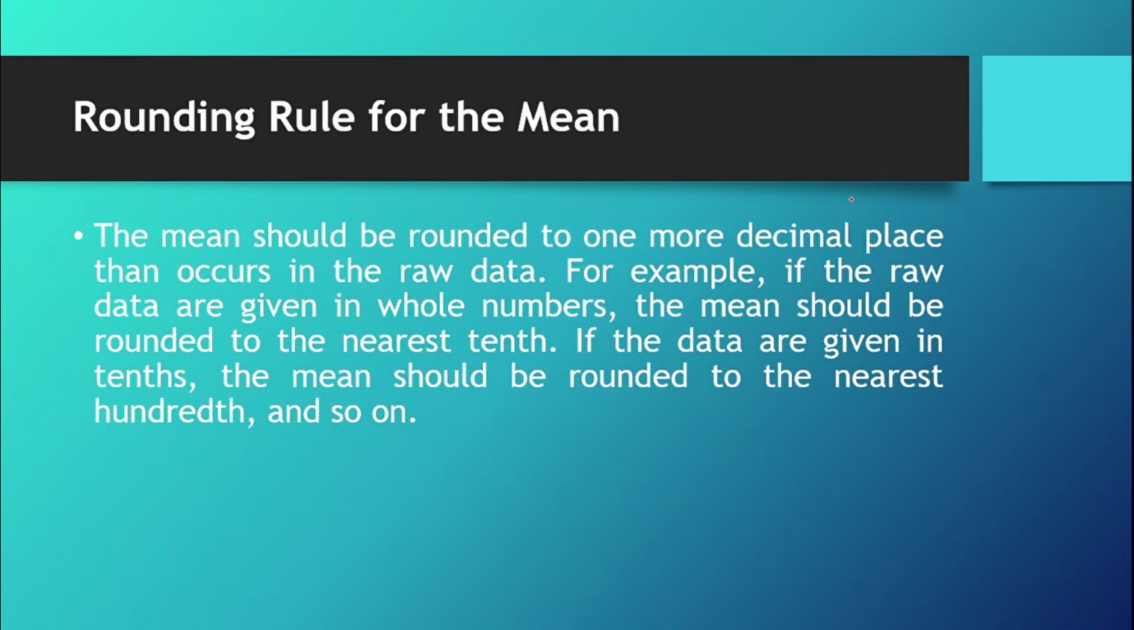Rounding rule for the mean: the mean should be rounded to one more decimal place than occurs in the raw data. For example, if the raw data are given in whole numbers, the mean should be rounded to the nearest tenth. If the data are given in tenths, the mean should be rounded to the nearest hundredth, and so on. So take note of this rounding rule for the mean, as it will be used in our computations.